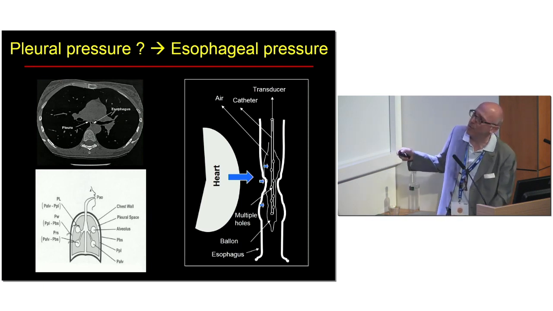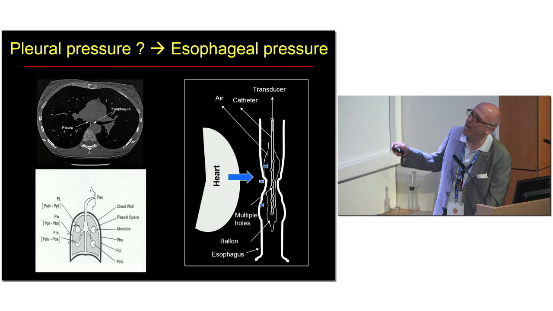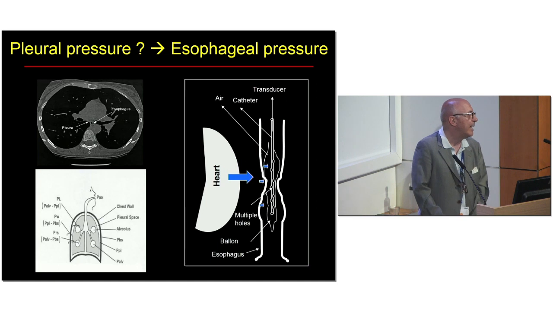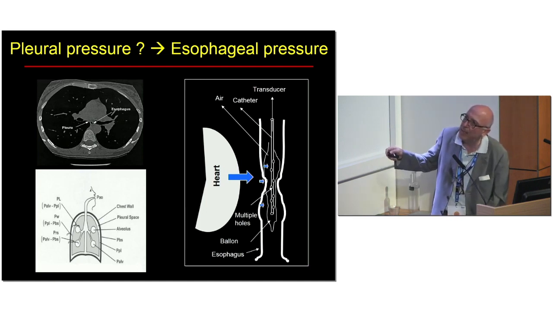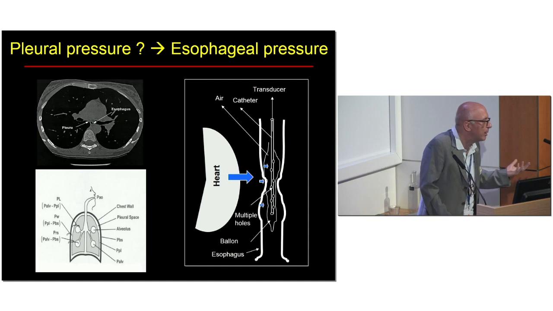So to measure esophageal pressure, we need some device, with a balloon or without a balloon, to measure the pressure in the esophagus. The esophagus is here, near the pleura, so it is supposed to measure something related to the pleural pressure. But from this slide, you see that we are measuring at this level of the lung. So the question is, what are we really measuring?